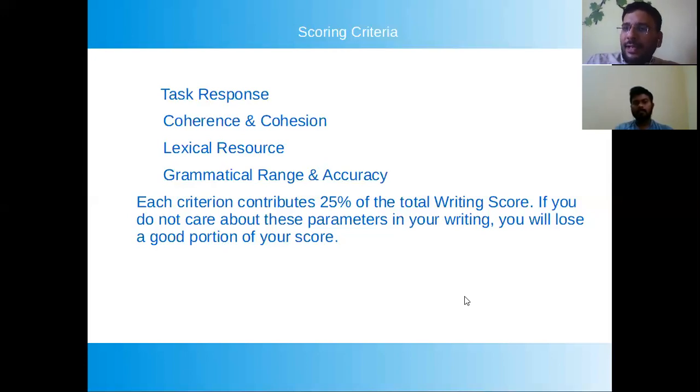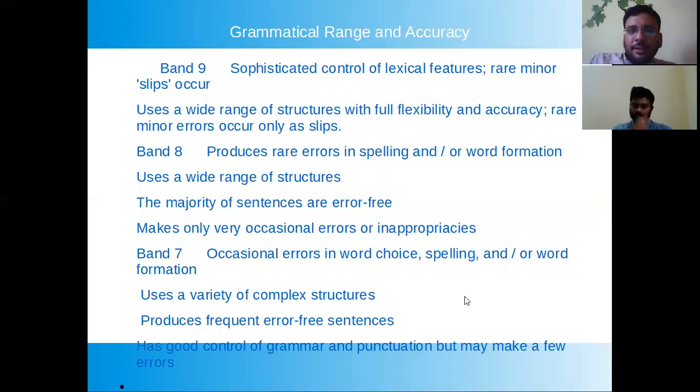Now, each of these criteria takes 25% of the total marks, which means 25% for task response, 25% for coherence and cohesion, 25% for lexical resource, and the last 25% goes to your grammatical range and accuracy. So these are the four marking criteria which you have to be thorough with.